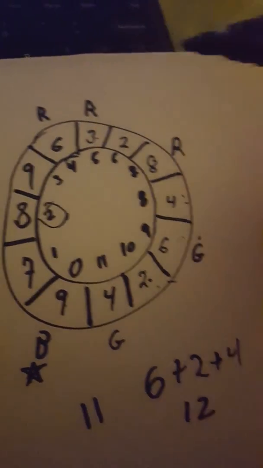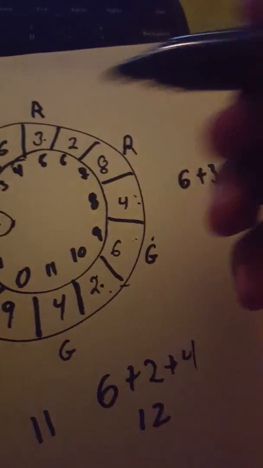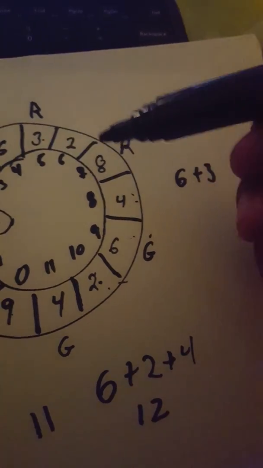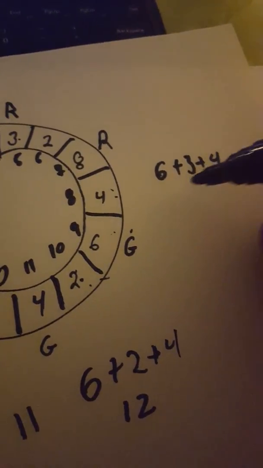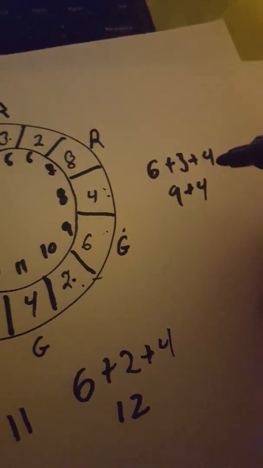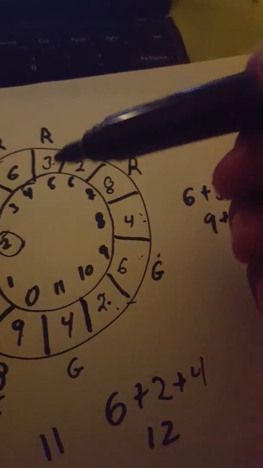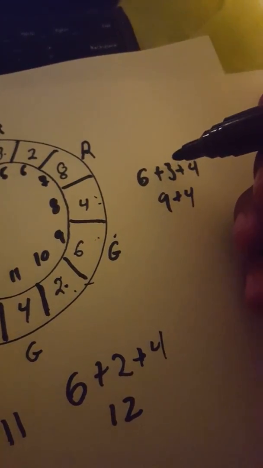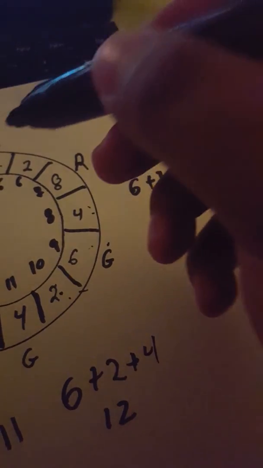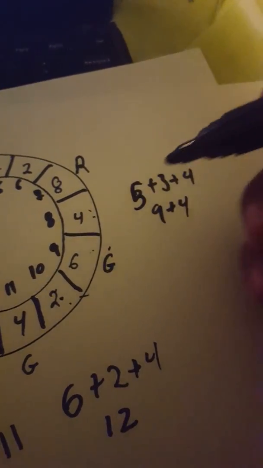Here, 3. What's the index? 6. Plus the value of the queue, 3. You move 3: 1, 2, 3, and you'll get 4. So plus 4. 6 plus 3, 9. 9 plus 4. Sorry, I know I made a mistake there somewhere. Let me see. Oh, sorry, that's a 5. My handwriting is horrible. This is 3, and this is supposed to be 5. So in total, you'll get 12.